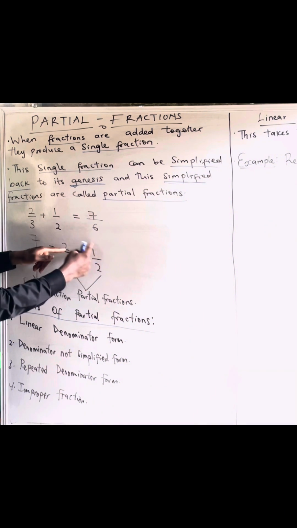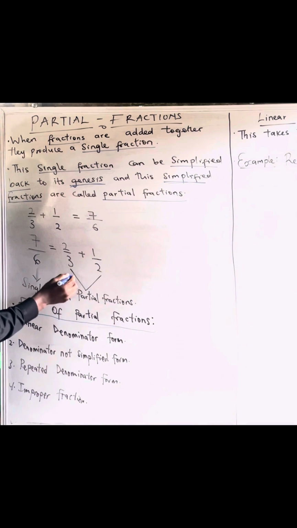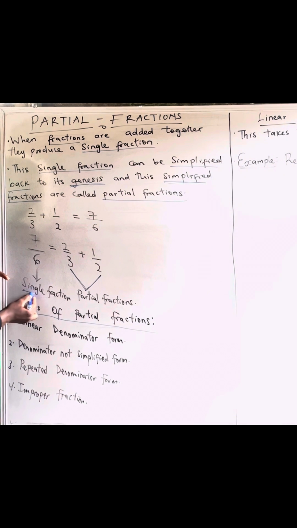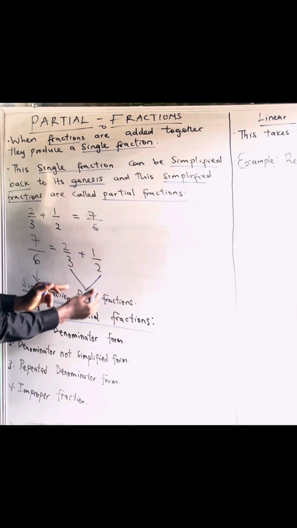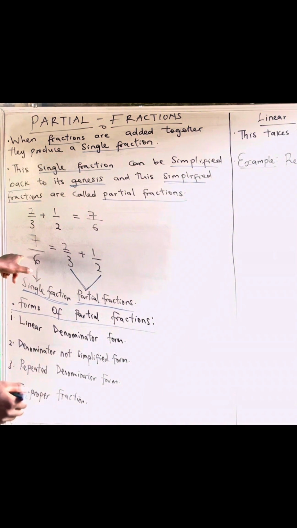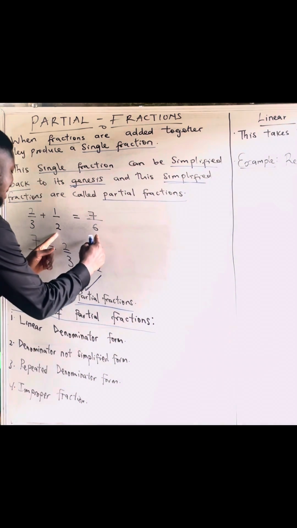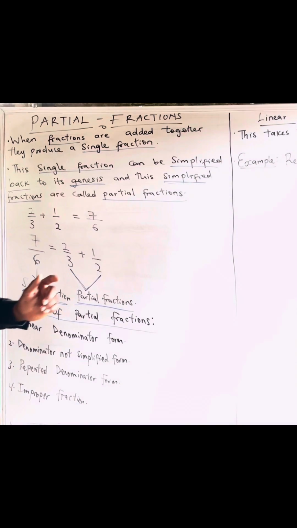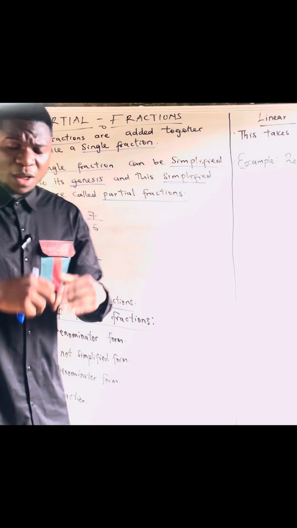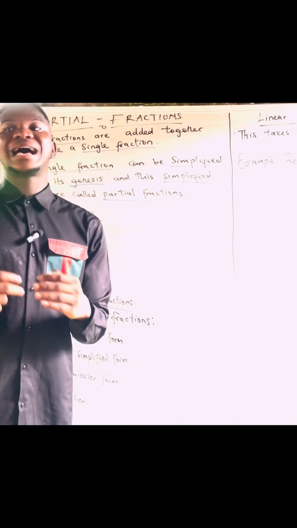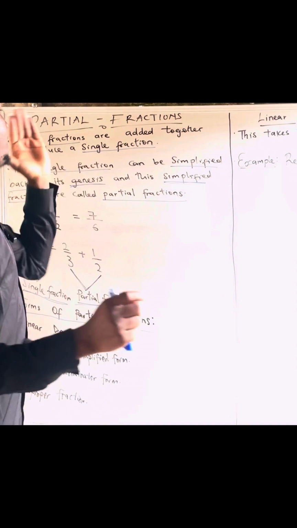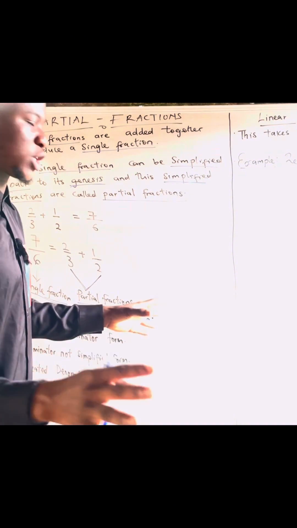And this simplified fraction is what we refer to as what? Partial fraction. So that is why I said this is a single fraction, but these are the partial fractions. We can say that these are the partial fractions of this. So this simply means that this must equal this. In partial fractions, the single fraction must be the same as its partial fractions. So by now you should be able to differentiate between partial fractions and a single fraction. So that is that.